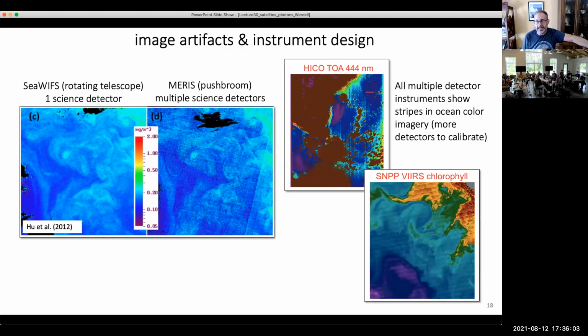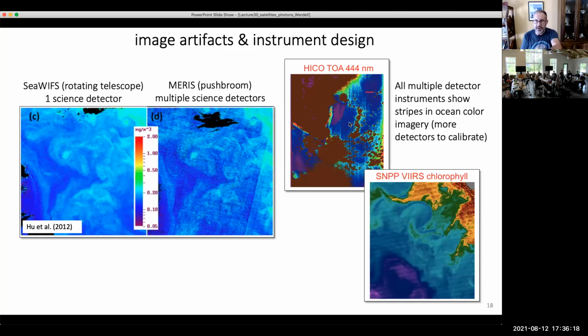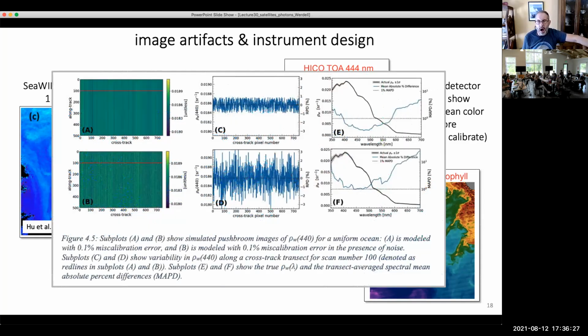And all multiple detector systems like push brooms, or even multiple detector scanners like VIIRS, have stripes in ocean color imagery because it's a very, very dark ocean. So in HICO, you can see that there are stripes because of the CCD array. In VIIRS, you can see there are stripes because they have multiple detectors on their scanner. To give you a sense how this trickles down into geophysical variables, we conducted another study.